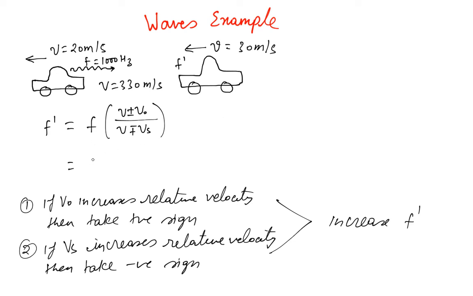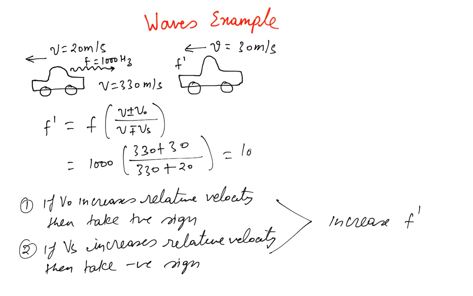So frequency, which is 1000, is 330 plus, now V is always given to be 30, divided by 330. Now the guy here is trying to reduce the relative velocity as he is moving away from the observer. So this guy is trying to reduce the relative velocity. So it should be a plus sign here, just opposite to this. So V source becomes 20.